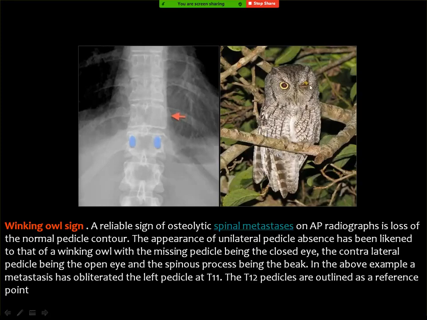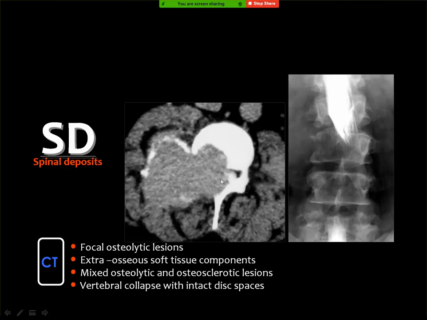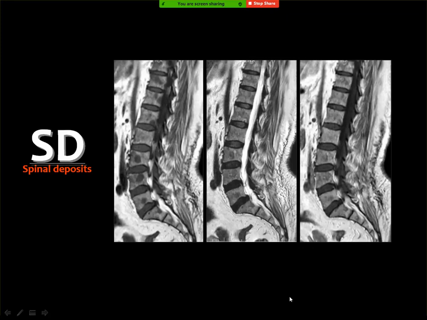And here is known also as the winking owl sign, where you can see the pedicle on the right, but you cannot see the pedicle on the left. And here you can also see the two opposite pedicles in a normal vertebra. And metastasis can be osteolytic and it can be osteosclerotic, as you know. And the metastasis can be associated with extraosseous soft tissue component. And here you classically see the absent pedicle compared to the left side. Then variable sizes of the lesions will support the diagnosis of metastasis.